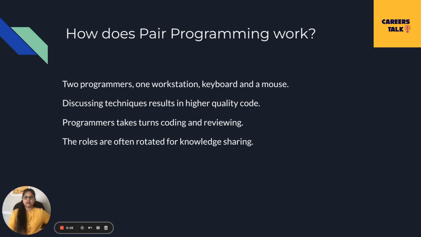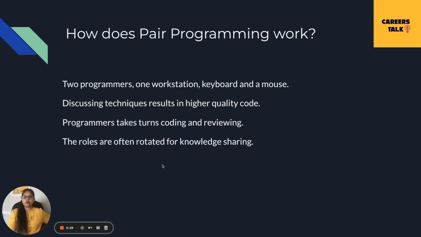How does pair programming work? Pair programming requires two developers, one workstation, one keyboard, and a mouse. The pairings can be assigned or self-assigned. In a remote setup, the programmers share their screens and will have their videos on to work simultaneously with each other. The process starts with the developers receiving a well-defined task.